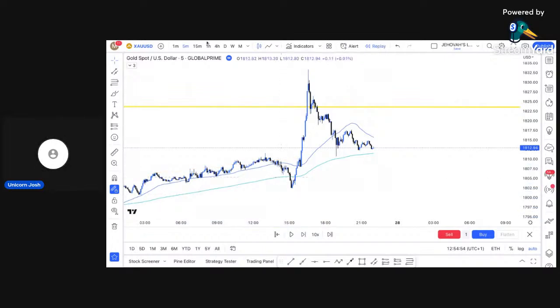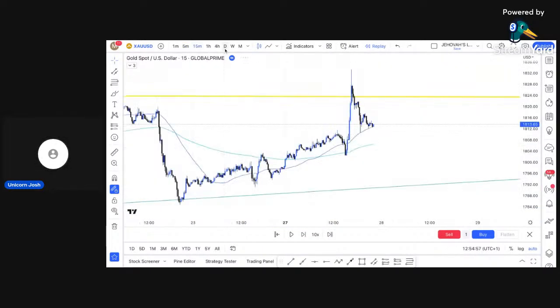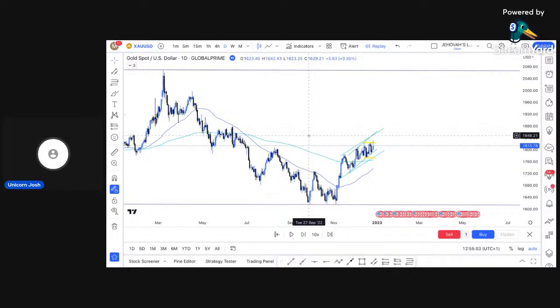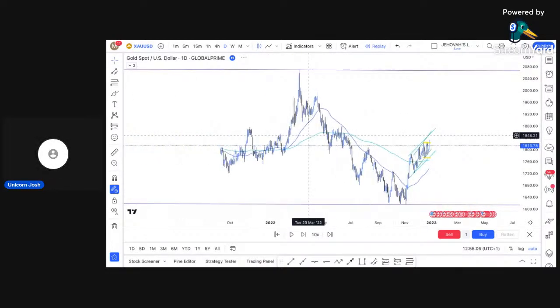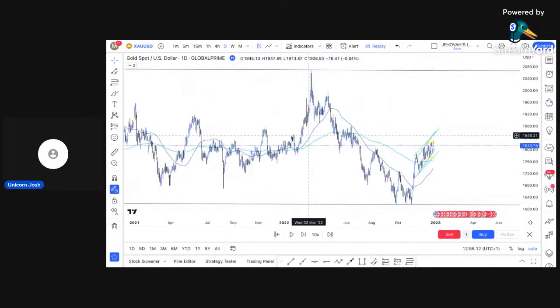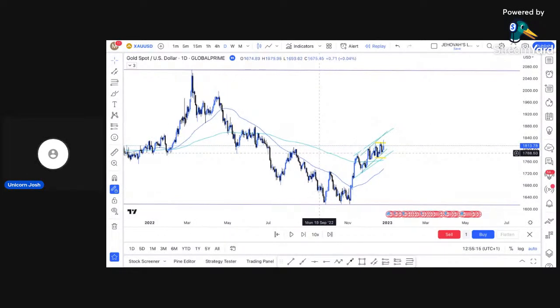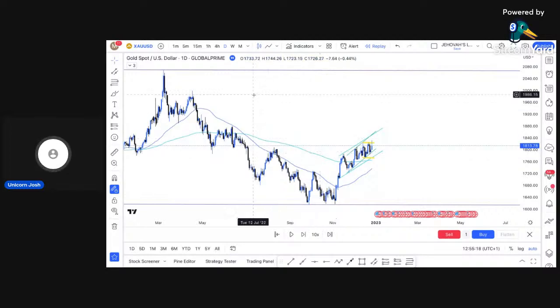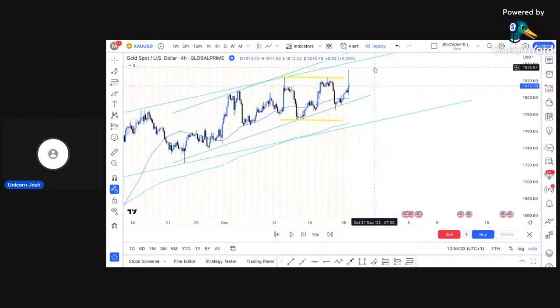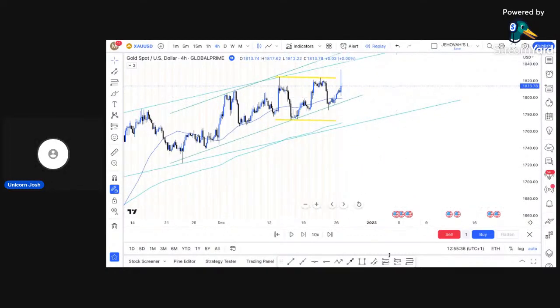Okay, so let's come back from the higher time frame to be able to see exactly what it is we have on our table today. Okay, so on the daily it's bang in the middle. In the 4 hour, we have a channel, and it's approaching the upper level of our channel on the 4 hour. So we need to take advantage of that.